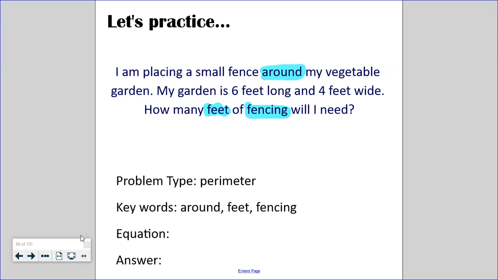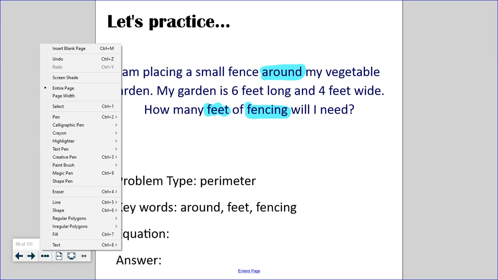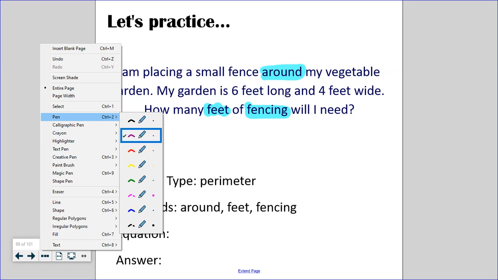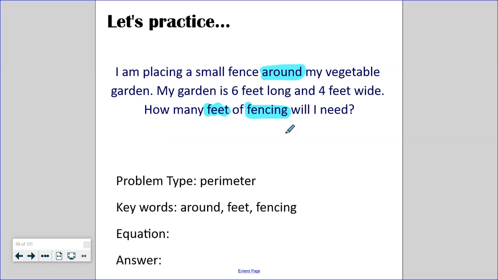Okay, do you remember on the last perimeter story, what I did next? I drew a picture. I don't know why for perimeter it's so much better for me to draw a picture. So I'm going to draw my rectangle. Let's see, it's 6 feet long and it's 4 feet wide. And so that means that this is also 6 and this is also 4.